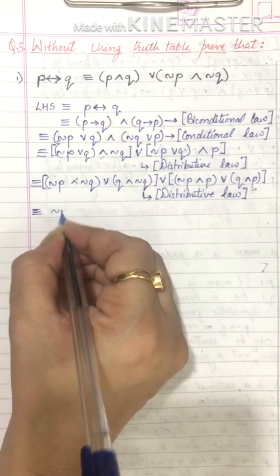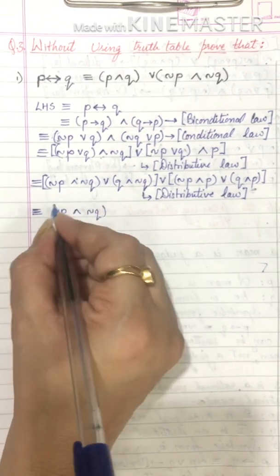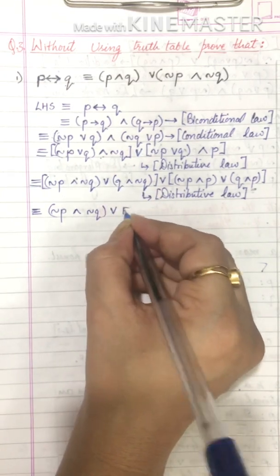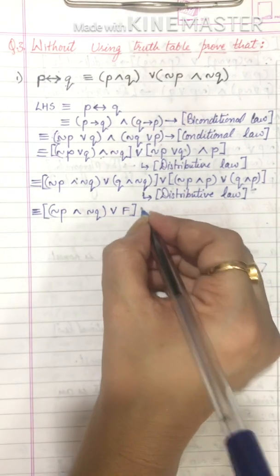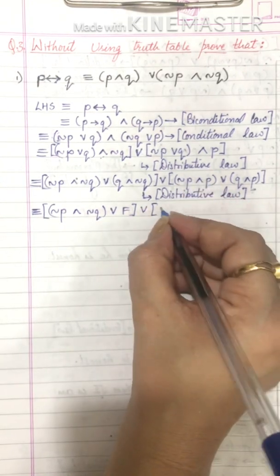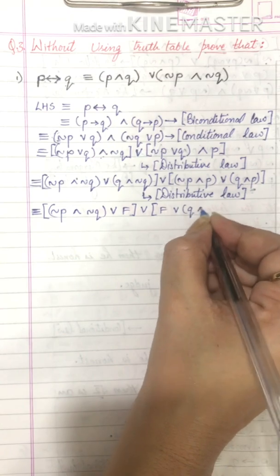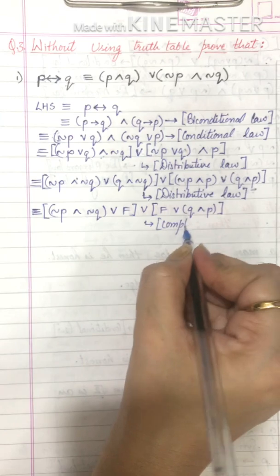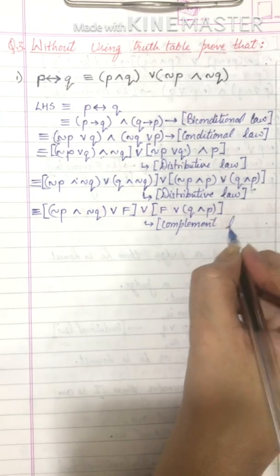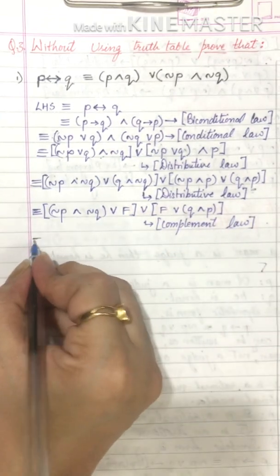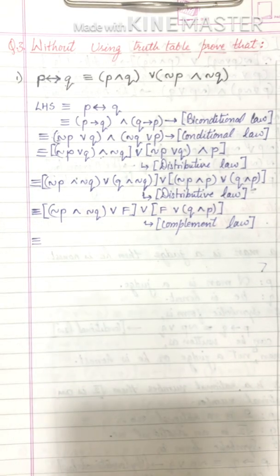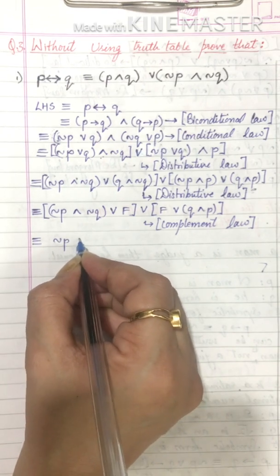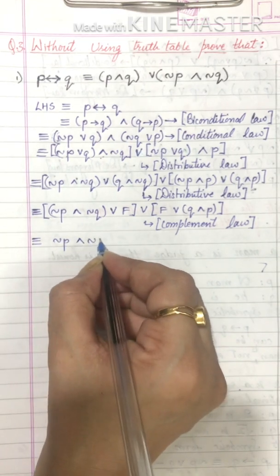First bracket we will write as it is, negation P and negation Q, or, and here in place of Q and negation Q we will get F, or here we will get F or Q and P. I will write it here, complement law. As many sums as you solve, that much you will understand the laws better, and it will fix in your mind ahead. So next we get negation P and negation Q.